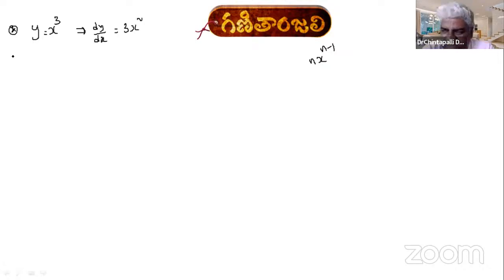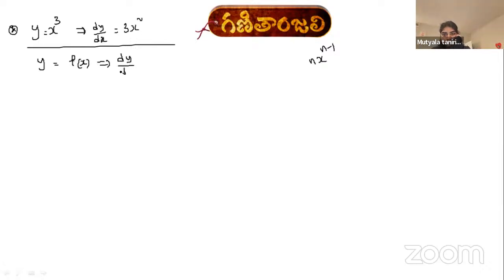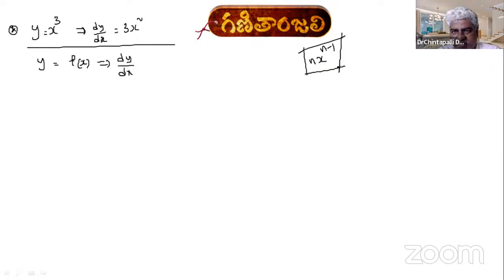Okay, there is a special definition for derivatives. That is, y is equal to f of x. That implies dy by dx means it is the derivative. It is a definition. It is a formula. What I am writing now is the definition. dy by dx is equal to limit h tends to 0, f of x plus h.